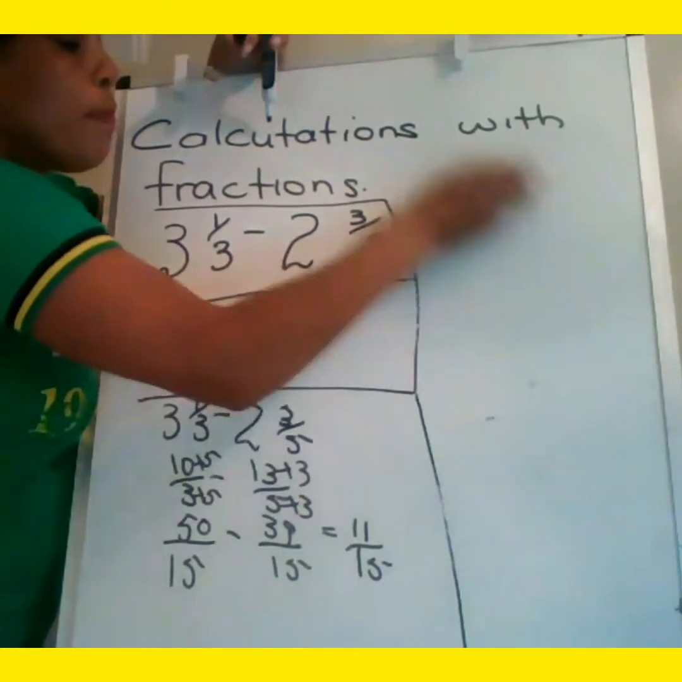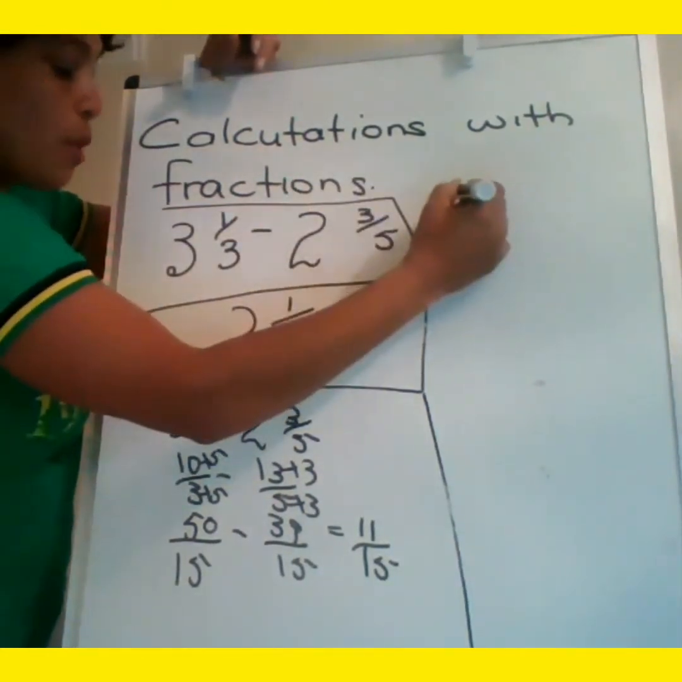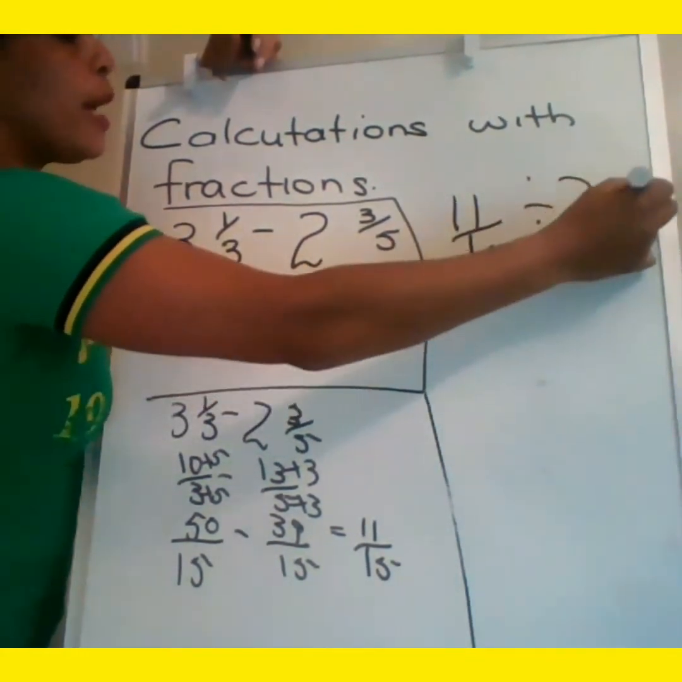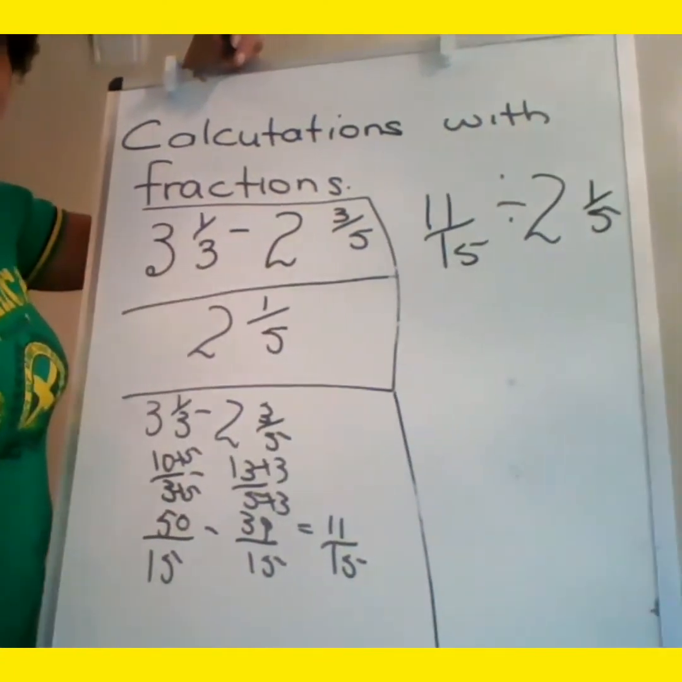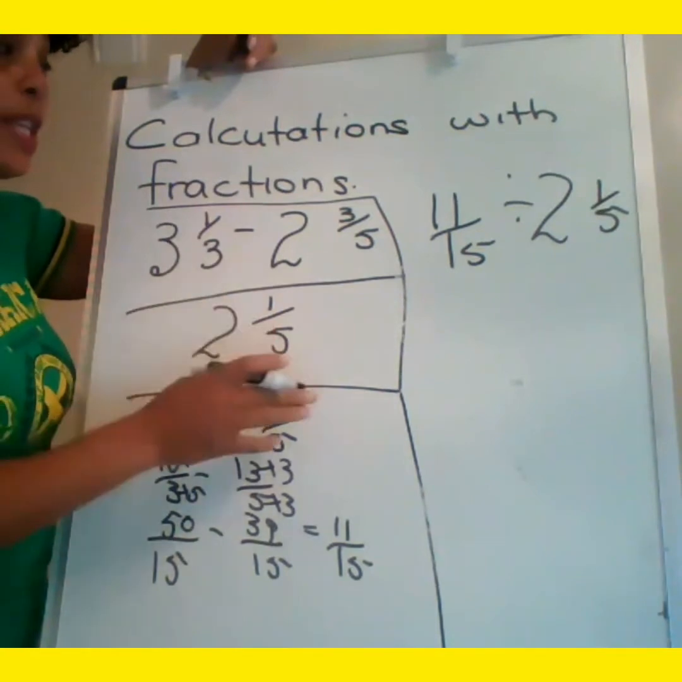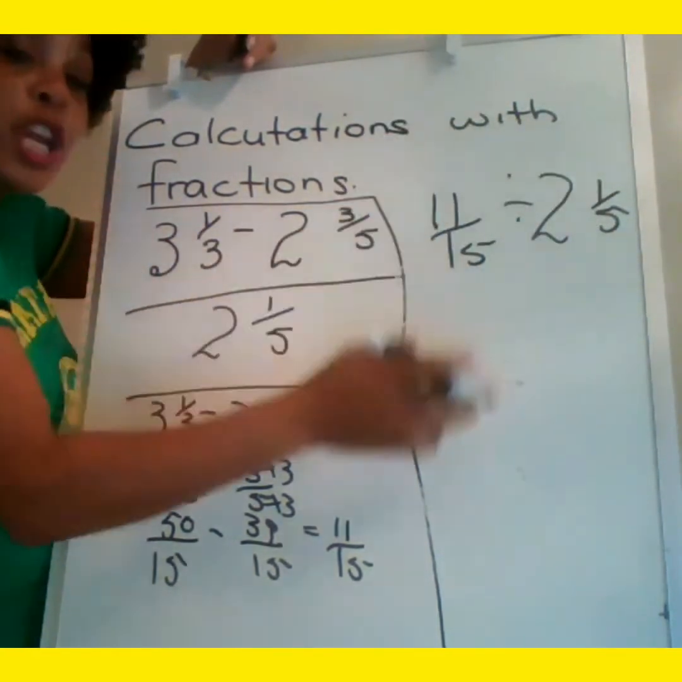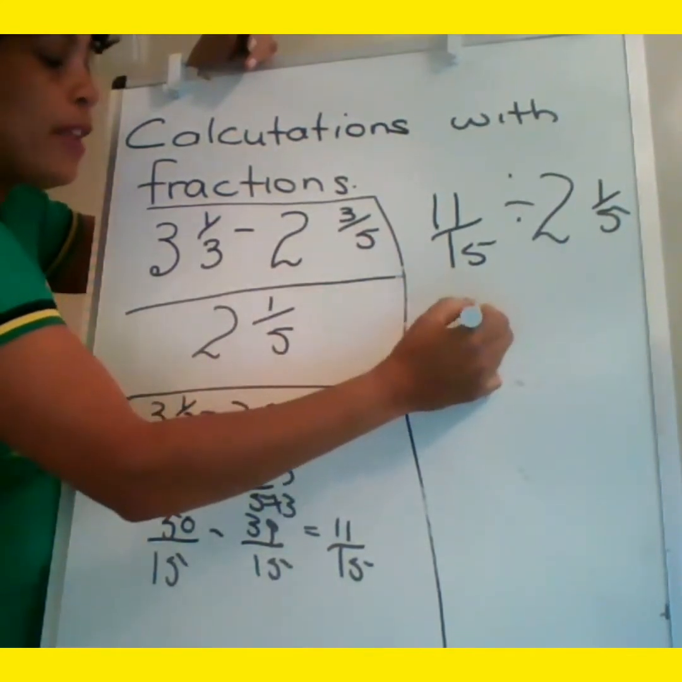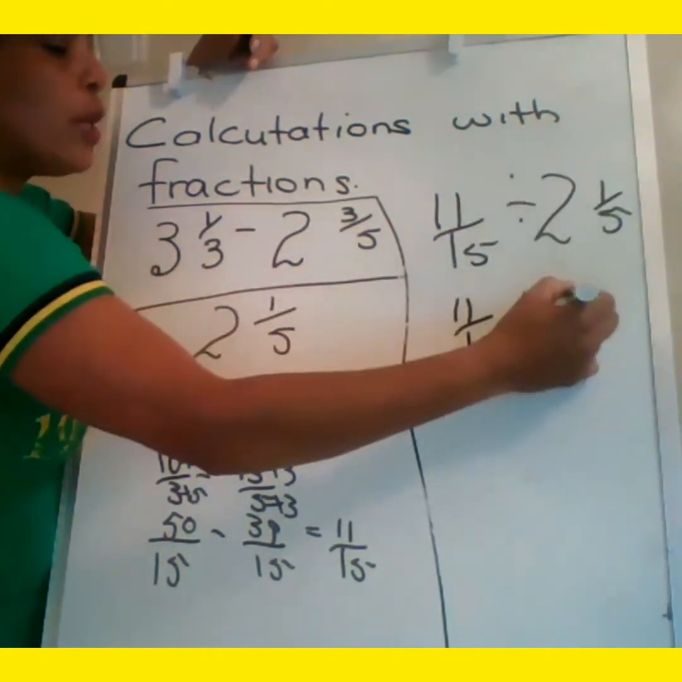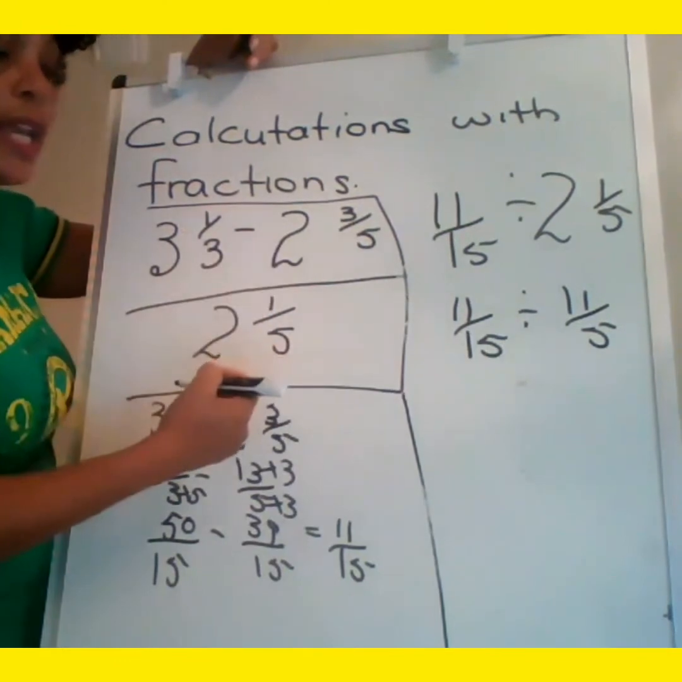But that is just one part of our question. We were told to use that and divide it by that. So now our question is 11 over 15 divided by 2 1/5. Now remember how we divide fractions? We do KFC. But before I do KFC, this is a mixed number. I need to change it to an improper fraction. So I have 11 over 15 divided by 5 2s are 10 and 1, 11 over 5. Now I can do my KFC.